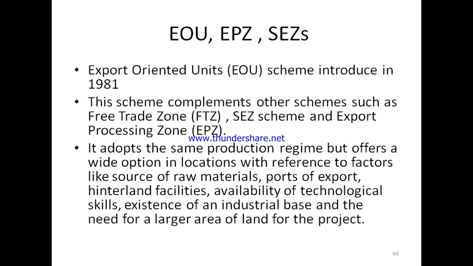Basically, the export-oriented unit was introduced in India in 1981, and the main aim of this export-oriented unit is to increase exports from India, to increase foreign exchange earnings, and to create employment. Basically, these schemes complement each other, like free trade zone, special economic zone, export processing zone.